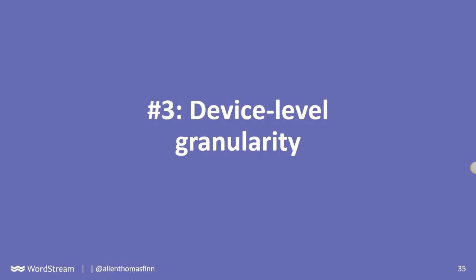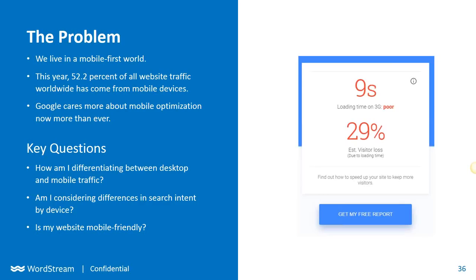The third thing we're going to talk about is focusing on device level performance. So we live in a mobile-first world today. In fact, this year, more than half of all website traffic worldwide has come from mobile devices so far. And because Google is a global organization, they care more about mobile optimization now than ever before. You need to take that into account at every level of your advertising strategy, from what you do within AdWords to your website and what you do across social. Everything that your brand touches needs to take a mobile-first experience into account.